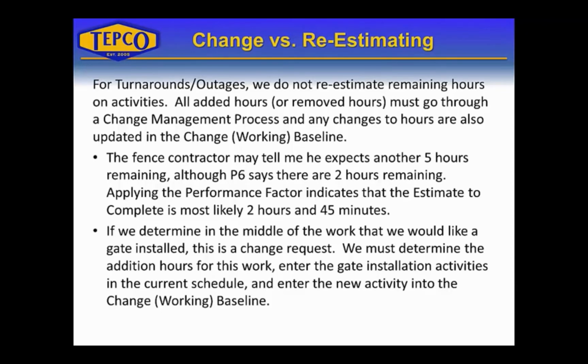The fence contractor may tell me he expects another 5 hours remaining, although P6 says there are 2 hours remaining. And then when we applied the performance factor, it indicated that we had 2 hours and 45 minutes remaining. So in that case, I would not add or change the remaining hours based on what the contractor is telling me. We're just going to try and get the work done as quickly as we can. And if we see it go over the baseline at the end, that's what the results will be.